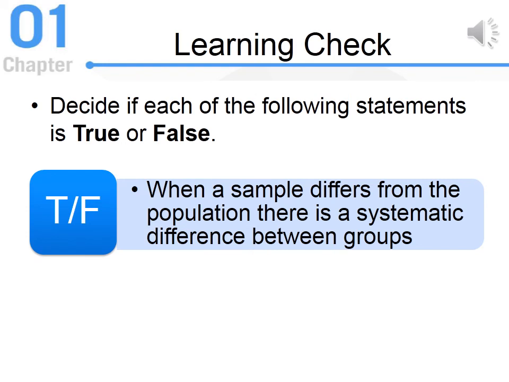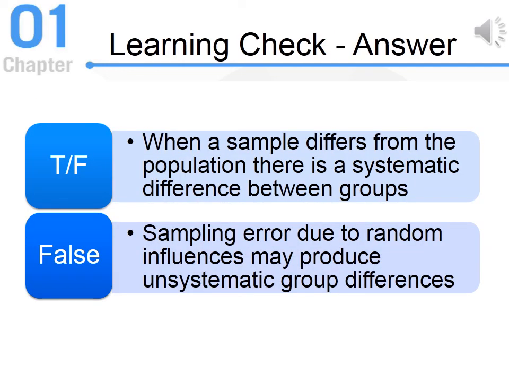Let's do one more in this section. True or false? When a sample differs from the population, there must be a systematic difference between the groups. The answer this time is false. It's also possible that random error or sampling error could produce unsystematic group differences that had nothing to do with the treatment condition itself.